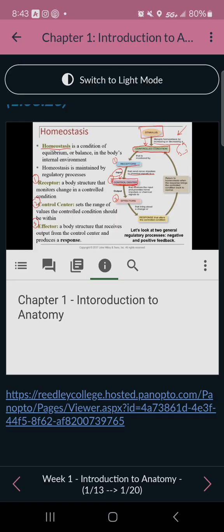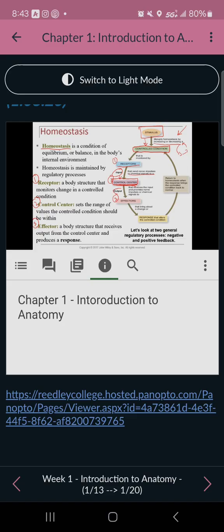Next, we're going to talk about the second one, which is the control center. The control center in the body, for example, is the brain. It sets the narrow range or set point within which a controlled condition should be maintained. It evaluates the input it receives from the receptors and generates output commands when they are needed.